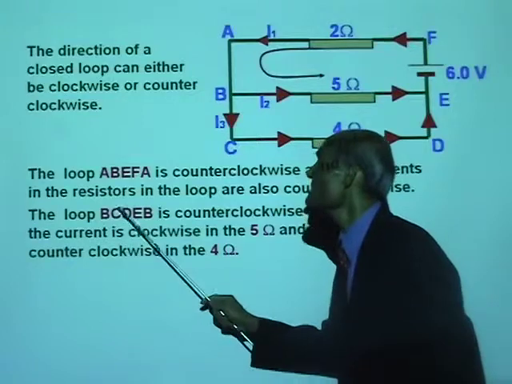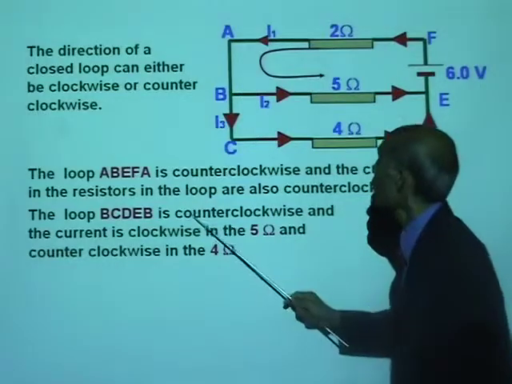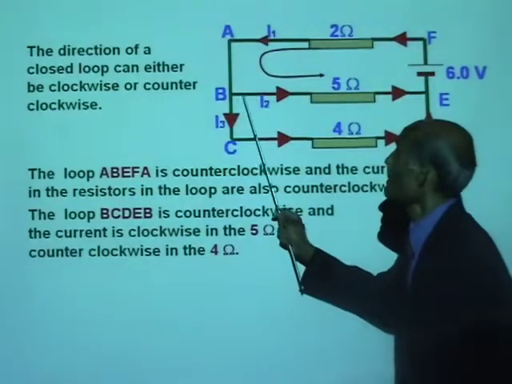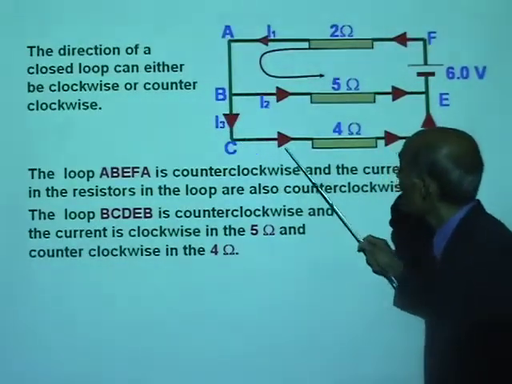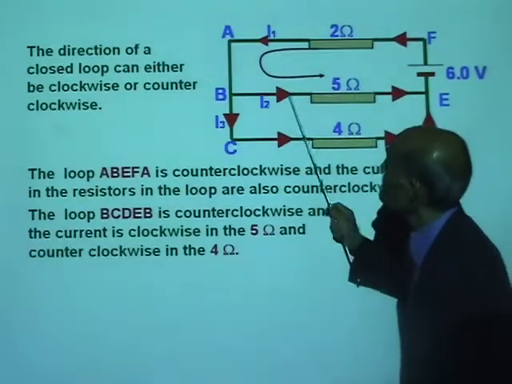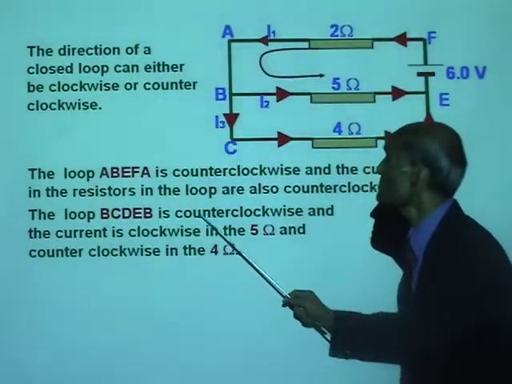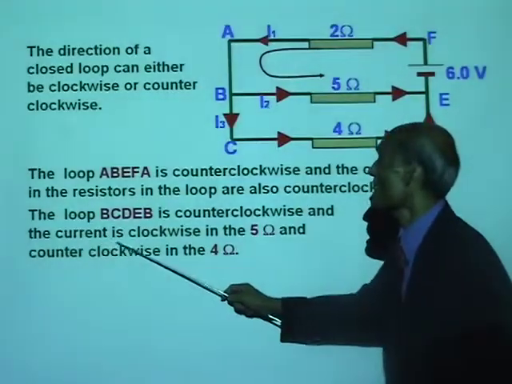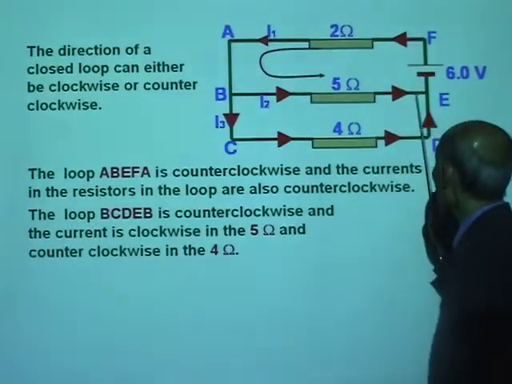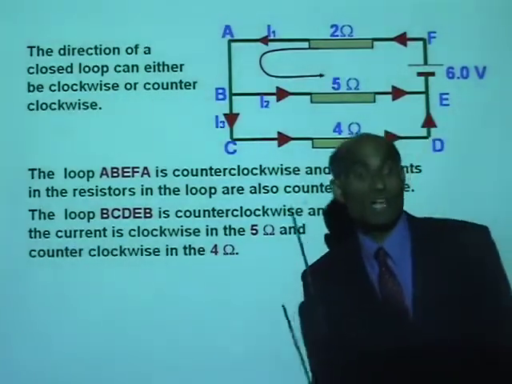Now the loop BCDEB is also a counterclockwise loop, but look at the current. The current I3 is in the same direction, but the current I2 is in the opposite direction of the loop. Is that right? Yes. So BCDEB is counterclockwise, and the current is clockwise in the 5 ohm and counterclockwise in the 4 ohm. The currents are in opposite directions.